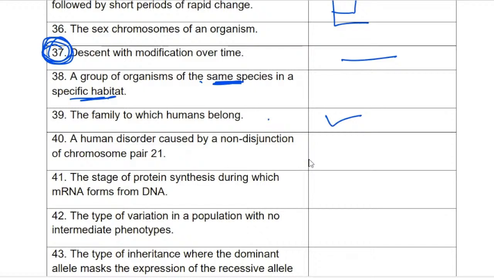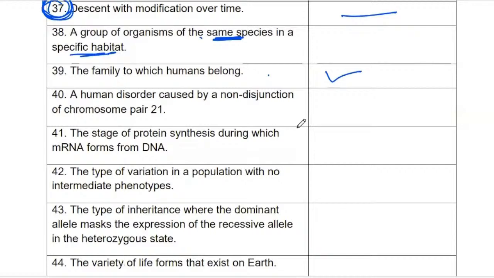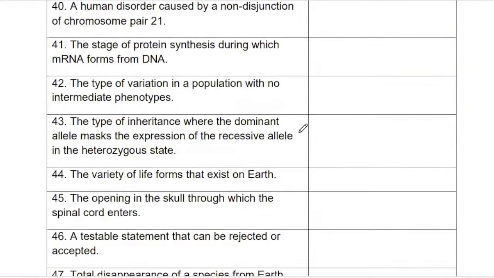The stage of protein synthesis during which messenger RNA is formed from DNA is transcription. Then the type of variation in humans with no intermediates, we call it discontinuous variation.